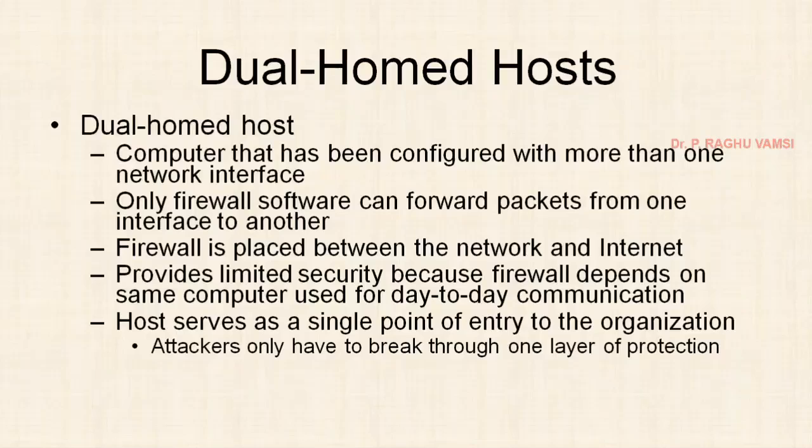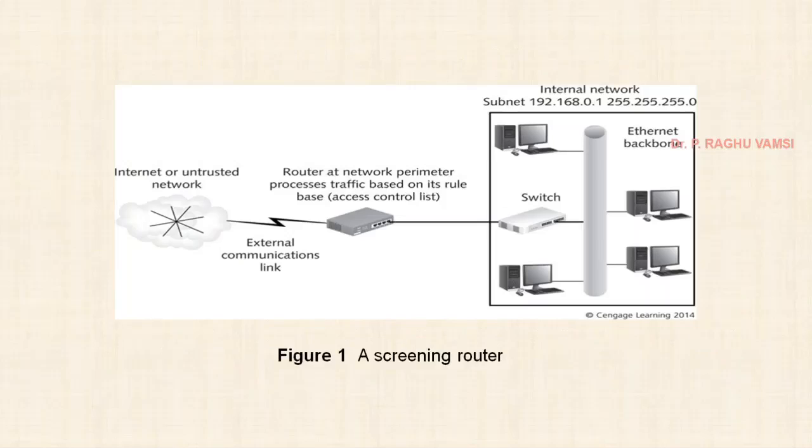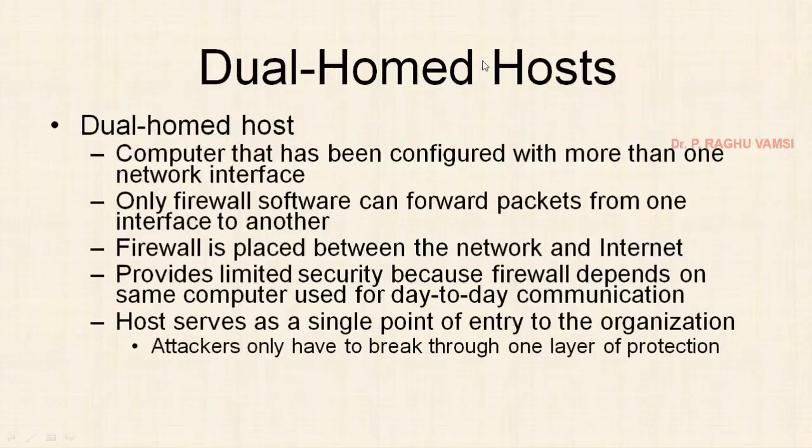So what is the dual homed host? In the case of a screening router, the external communication is connected to one port, and from there one of the ports is connected to the switch and the switch to the local area network. Like that it will be connected. But whenever you place a computer here, usually the computer will be having one network interface card. But you are supposed to attach two network interface cards at least. One is for the incoming connection and one is for the connection to the internal network. That is what they call a dual homed host. So a dual homed host will be having more than one network interface card.